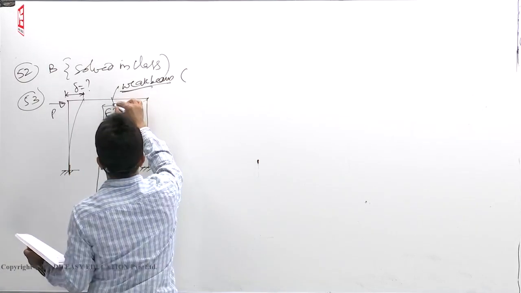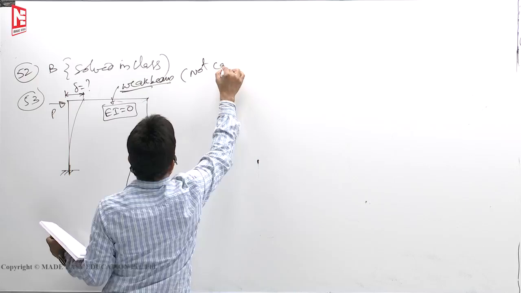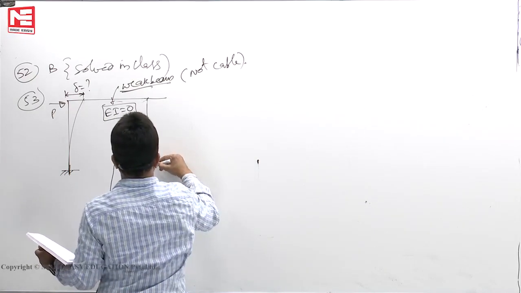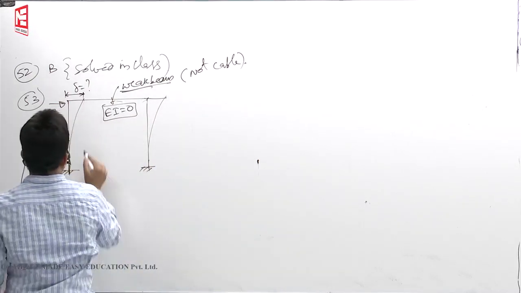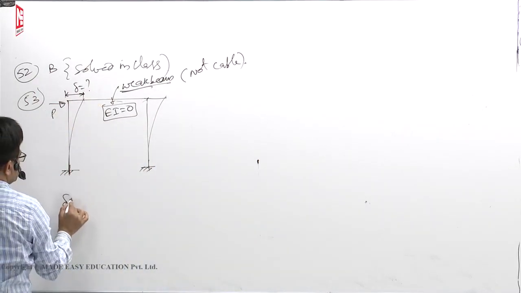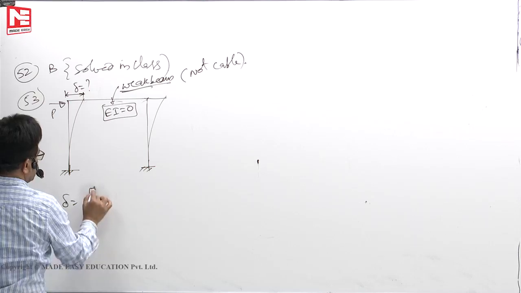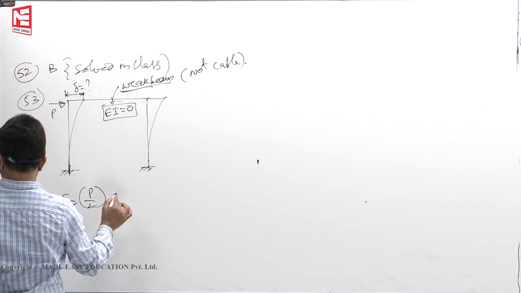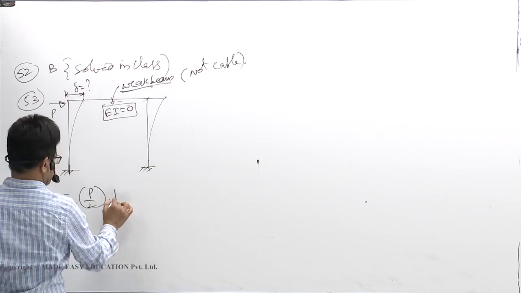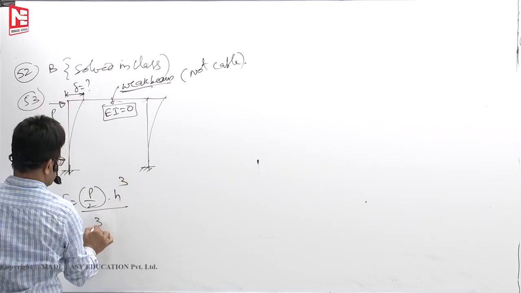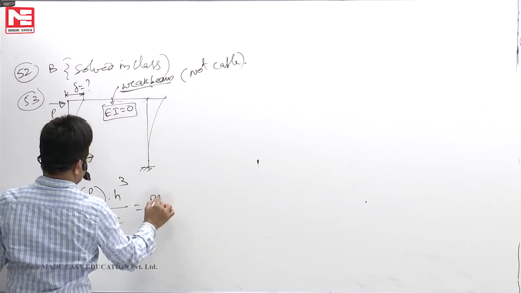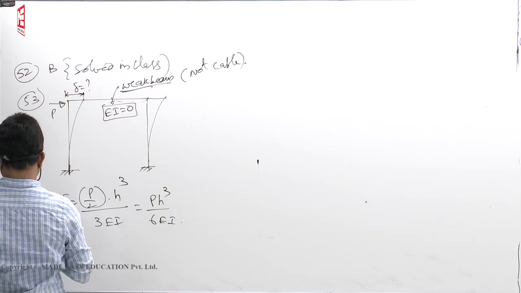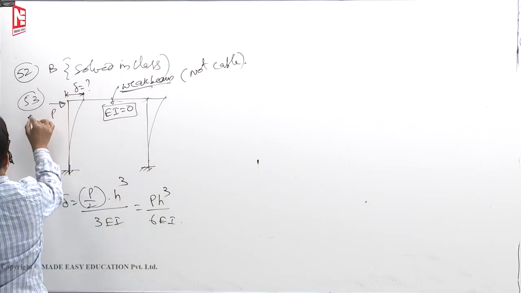EI is equal to 0 means weak beam, not cable. So the deflection profile is like this. So delta. So force is P by 2 because both will share equally. P by 2 into H, H only, WL cube by 3EI. So PH cube by 6EI. PH cubed by 6EI, D is the option.